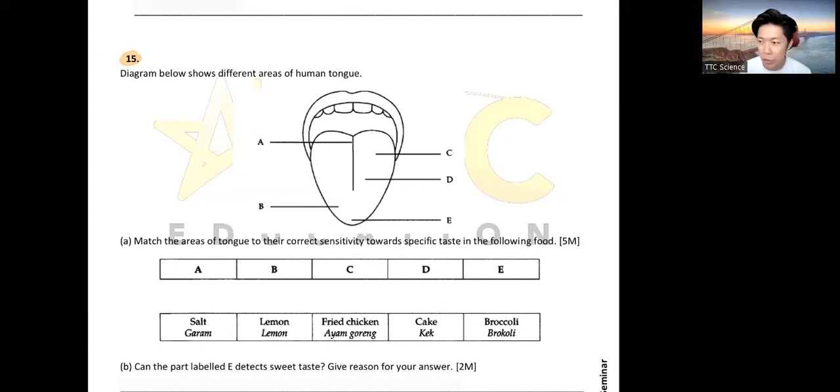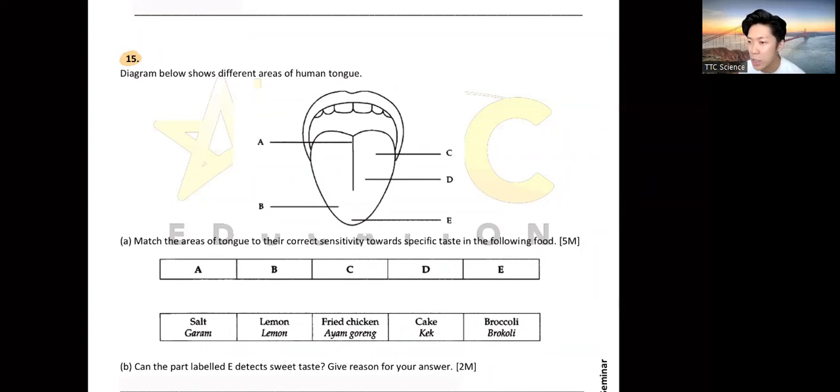Okay, can draw. You all have to refer to the part if you don't remember which is which. So A is bitter, by the way. C is sour. D is the center. The center is umami. B is salty, and E is sweet.